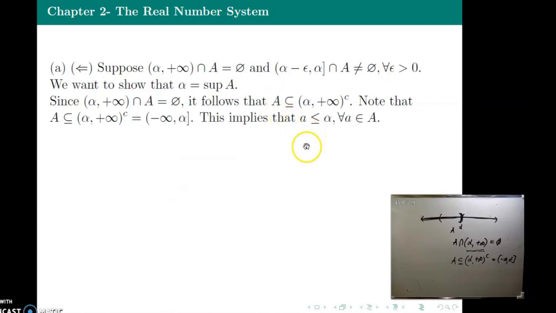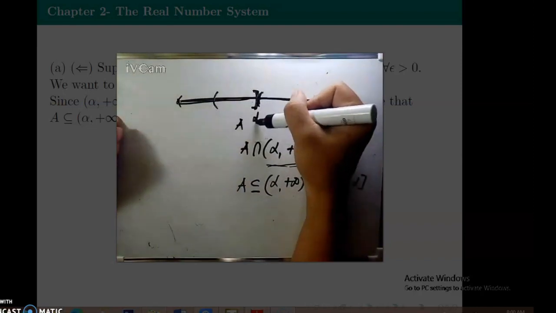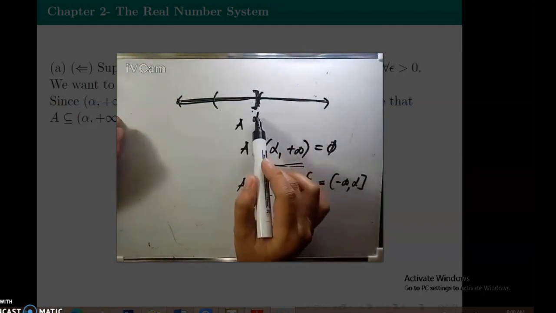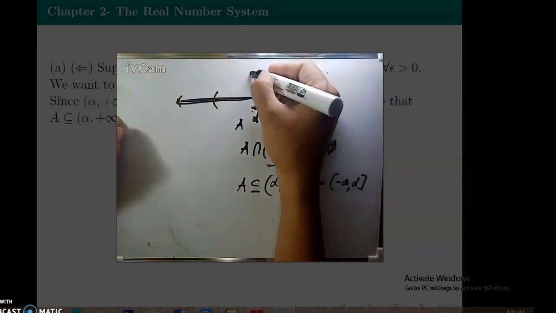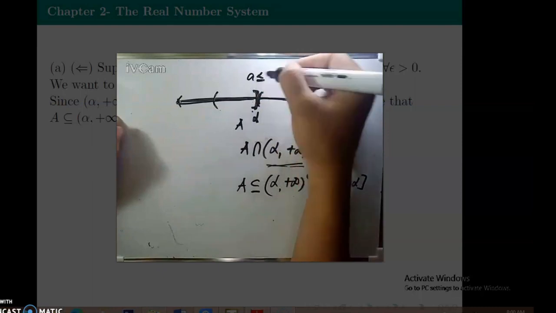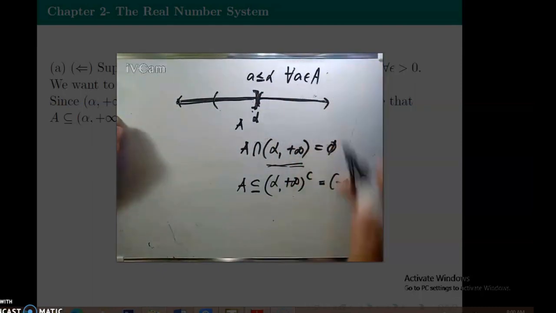This implies that a is less than or equal to alpha for all a in A, because this is our alpha here. Since A is contained in the complement, all the elements here are less than or equal to alpha for all a in the set A.